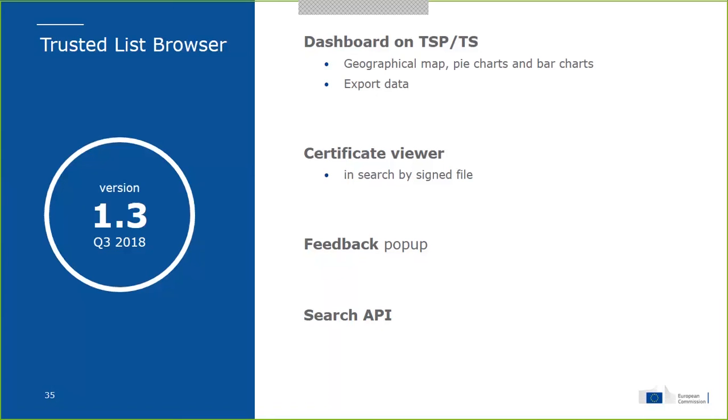Another feature to be shown is the certificate viewer. As you will see, it's a way to display certificates you are searching for. There is a new feedback pop-up that anyone can use to give us quick feedback on what you like, what you don't like, what you would like. And there is a search API that can be interesting. This part will be a bit more technical, but it can be very powerful if you want to search through trusted lists with special technical integration with your tools. So it's time for a live demo of these features.